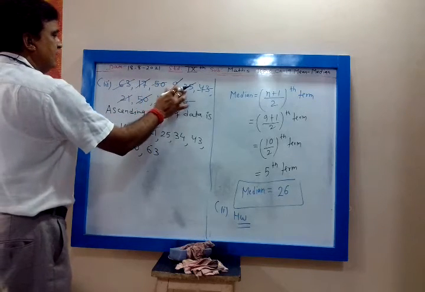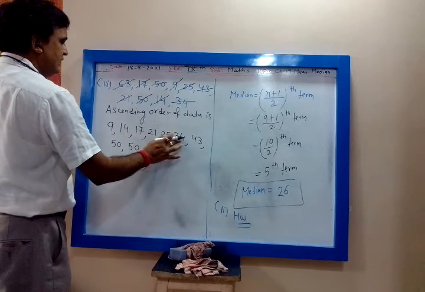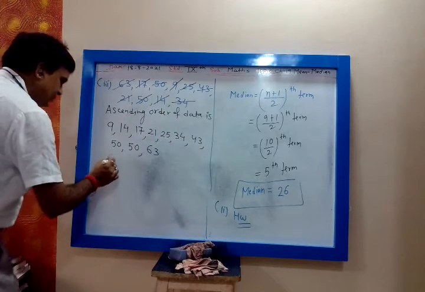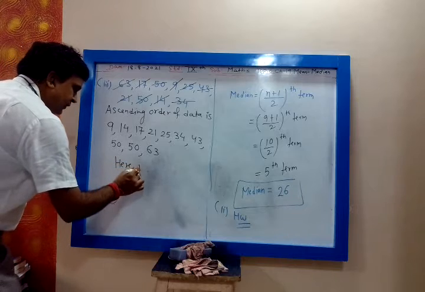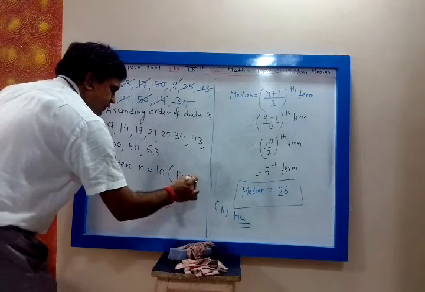Count how many data are given. 1, 2, 3, 4, 5, 6, 7, 8, 9, 10. So here n is 10. 10 is an even number.